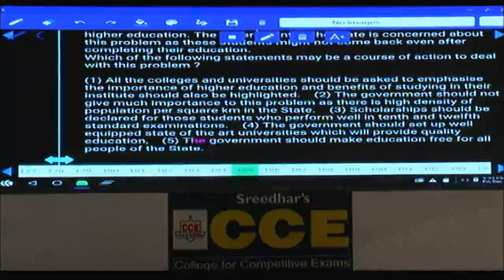Then course of action means it should be a solution to the above problem. What is the problem here? Students are shifting for higher education to other states. Now the government should stop these persons from going to other states.